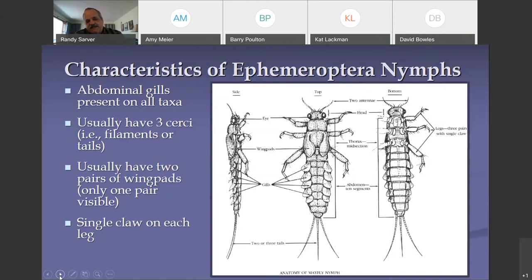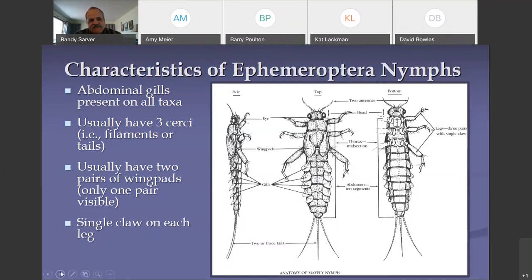We also need to talk a little bit about the legs and the claws on the legs, and maybe even the parts of the leg, which are divided into femur, tibia, and tarsi. Another thing that's illustrated here that we probably need to touch on is the visible antenna and maybe the length of those antenna.